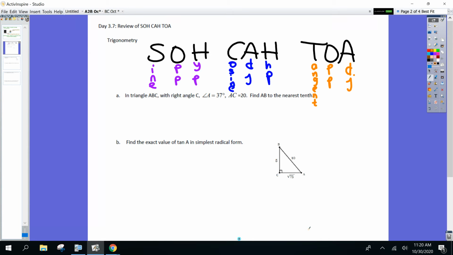All right, so go ahead. Let's get a diagram down for part A. I got triangle ABC. They tell me angle C is the right angle. A and B, I told you guys yesterday, can go anywhere, just as long as I know where that right angle is. Angle A is 37 degrees. AC is a length of 20. And now find AB to the nearest tenth.